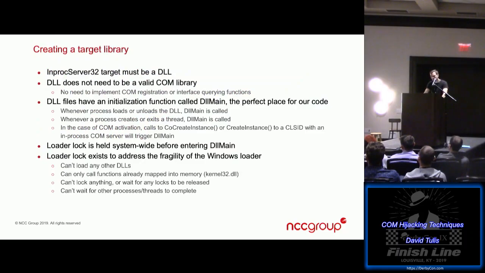So let's write a proof of concept library and hijack one of the keys we found in the previous slides. So remember that in-process COM servers need to be registered and need to be implemented in a DLL file. But the good news about this is that the DLL does not need to implement any COM functions I discussed previously. You don't need to implement any of the registration functions. You don't need to implement any of the interface querying functions. None of that is required.